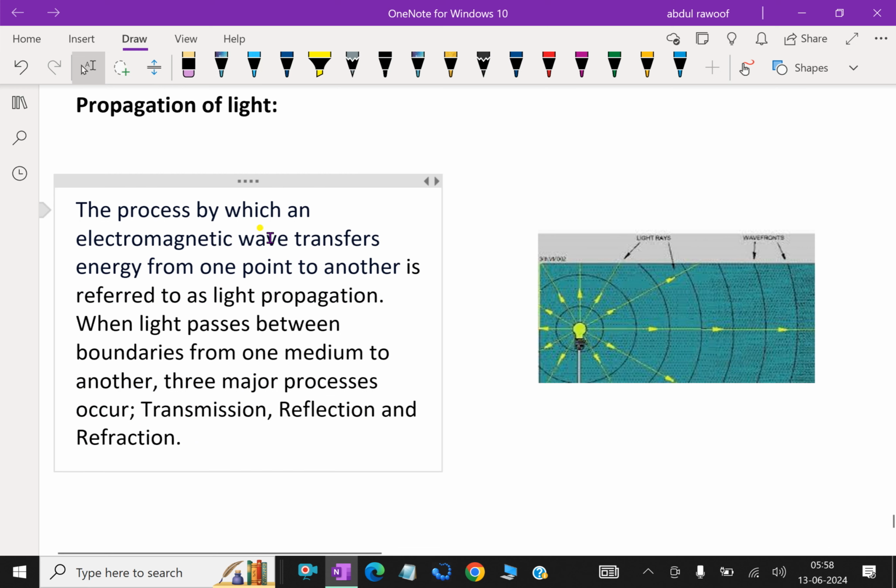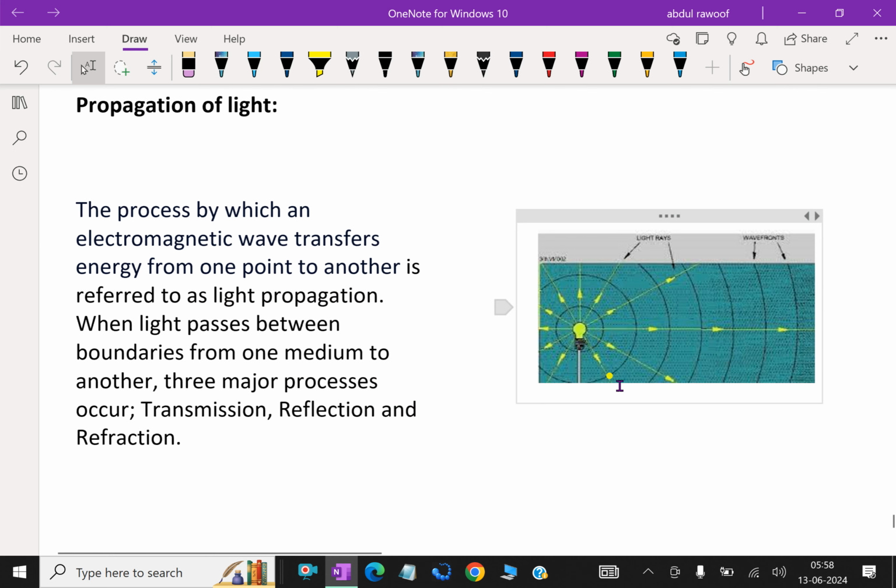The process by which an electromagnetic wave transfers energy from one point to another is referred to as light propagation. When light passes between boundaries from one medium to another, three major processes occur: transmission, reflection, and refraction.